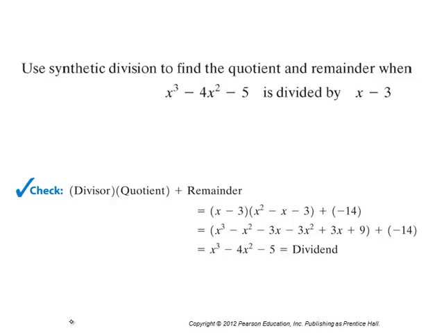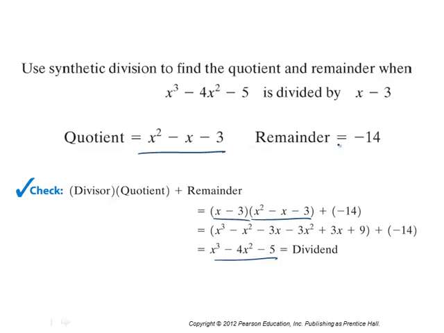Here's another way to check your work, though, is to take what you believe is the answer, x squared minus x minus 3, multiply it by the divisor of x minus 3, and then add -14. When you do that, multiply that out, you actually end up with the dividend, which verifies your work.